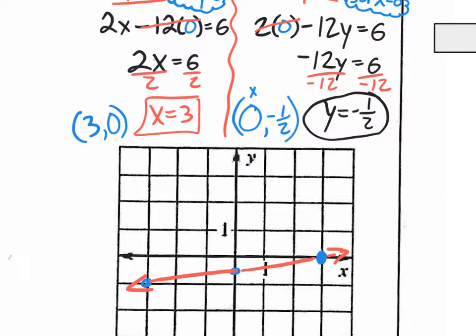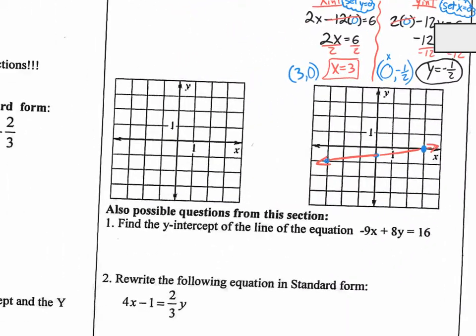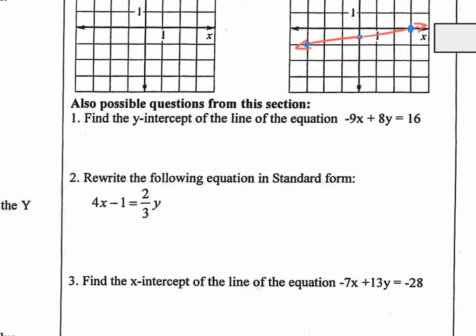Okay, so let's move on. There's going to be other types of questions that you're going to see on tomorrow's quiz. Also possible questions for this section. Right here we have find the y-intercept. Now notice it doesn't say x and y, it just says y-intercept. So how do we find the y-intercept? Set x equal to 0 and solve.